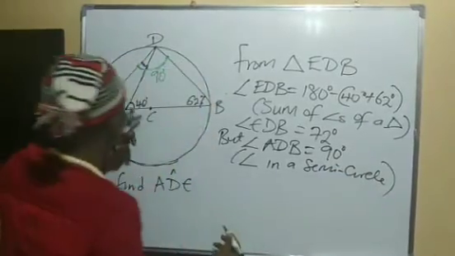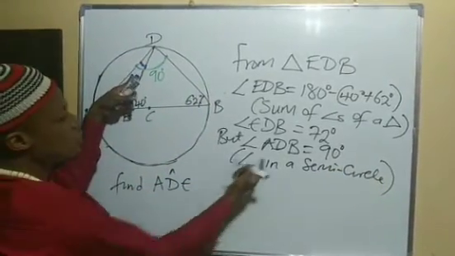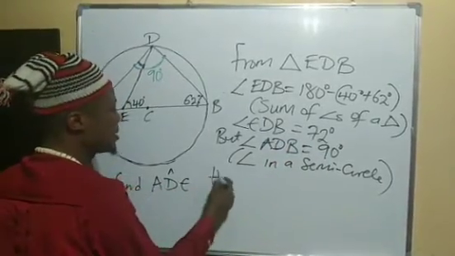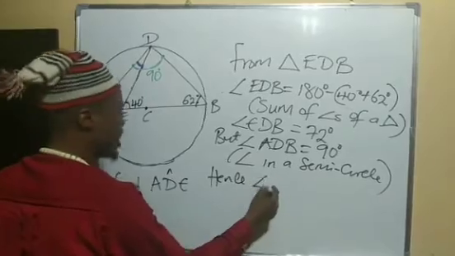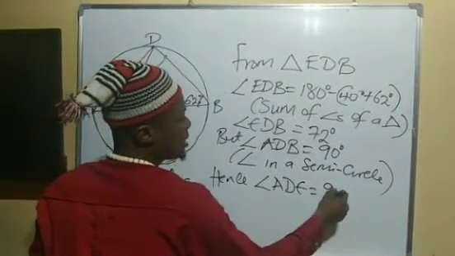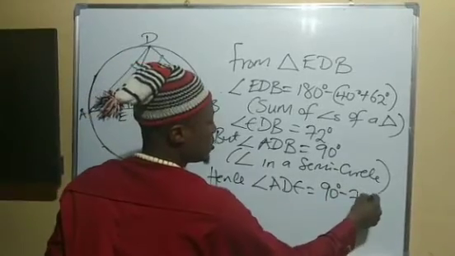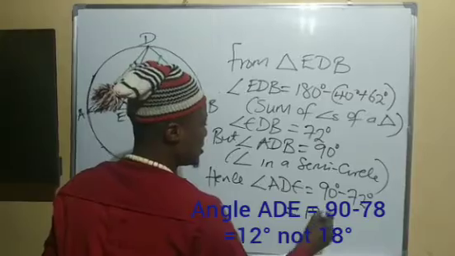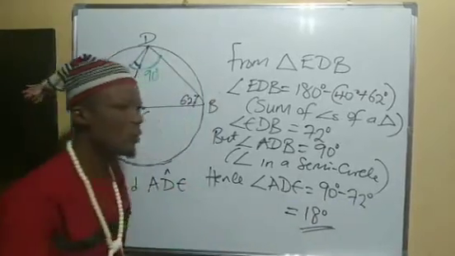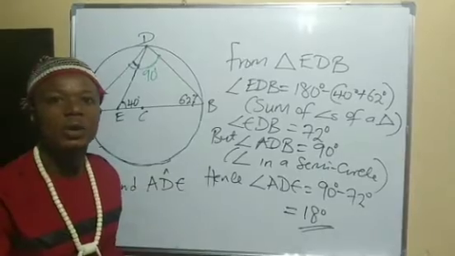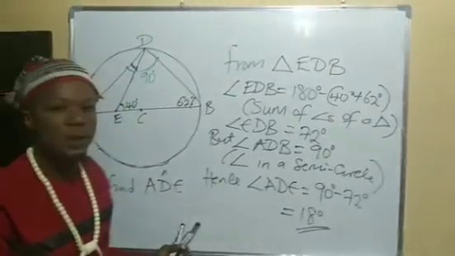Therefore, to get this smaller one, I've got to remove the 72 from 90. Hence, angle ADE as required is 90 degrees minus 72 degrees. We are left with 18 degrees. So the required angle we want here is 18 degrees. So we are going to take another question now.